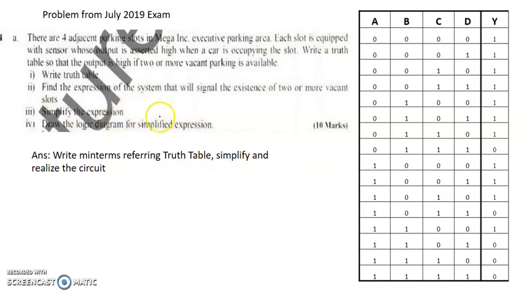Then next, draw the logic diagram for the simplified expression. Whatever you simplify, you need to draw the diagram. Again, it has not been specified what has to be used to realize the circuit. You can use basic gates, you can use universal gates, it's up to you.